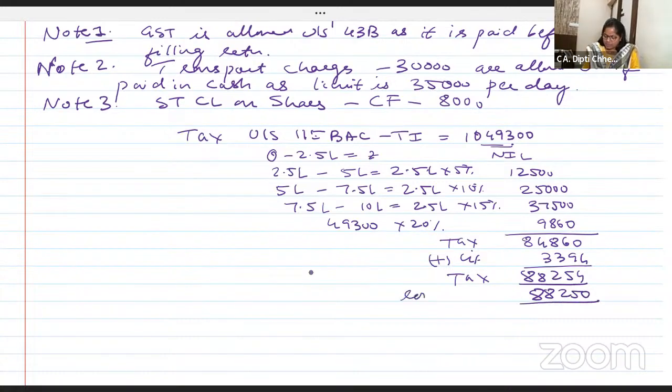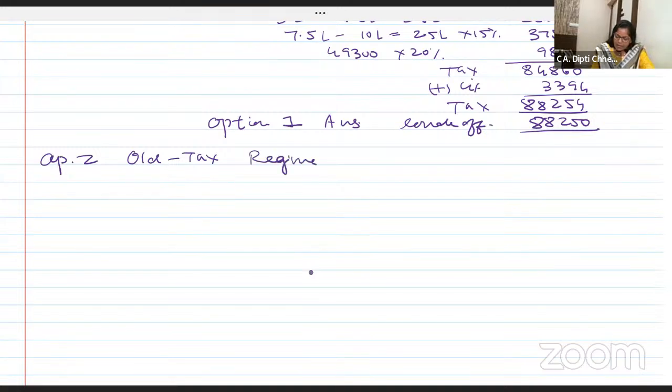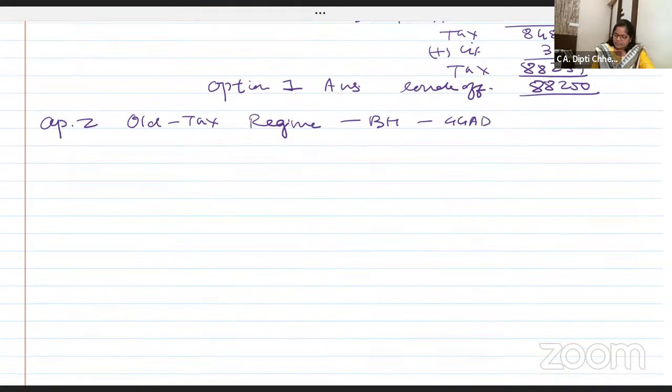Tax is to be rounded off in multiples of 10. This is the option 1 answer, where he is opting for the new tax regime. Now let us read option 2. Option 2 says the business head is computed under 44AD and he does not go for the new tax regime. So old tax regime, that is our normal tax rate. But for the business head, he wants to go for 44AD presumptive taxation.